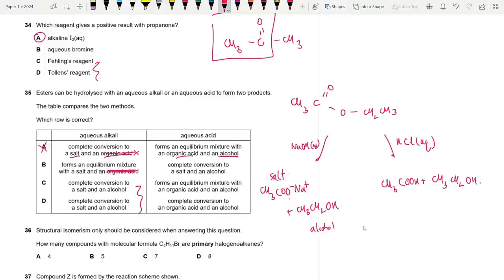So the general idea is it should be an equilibrium mixture, mainly due to the fact that ethanoic acid is a weak acid, so it won't actually fully dissociate, right? So we actually end up with an equilibrium mixture. So 35 should be C, okay?